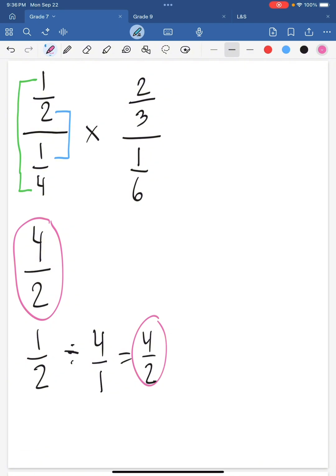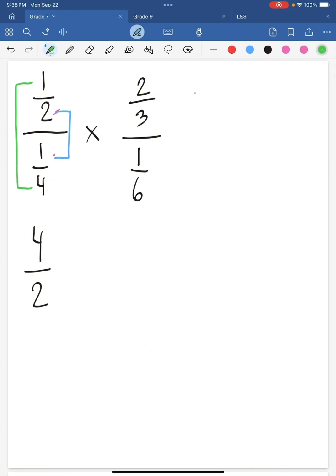So again, the green line here, the first numerator and the denominator below will become our numerator. And here are 2 as a denominator and 1 here will be the new denominator. And that's it. Let's proceed to the second thing.